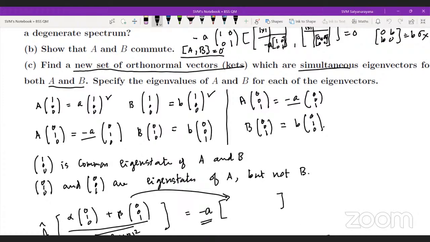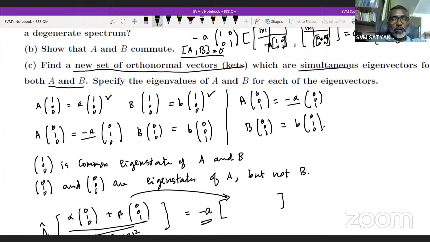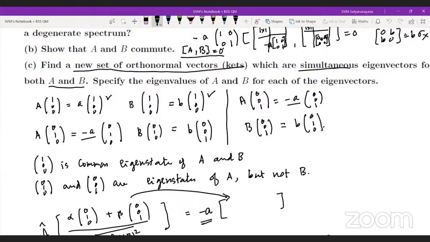Can you repeat? I couldn't hear in between. What I'm saying is, suppose you have an operator A and it has degeneracy, then you are guaranteed that there exists another operator B that commutes with A. And if you have two commuting operators, you can find a complete set of common eigenstates to both operators.